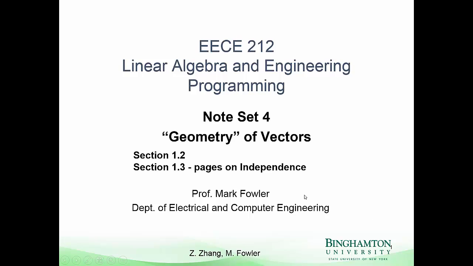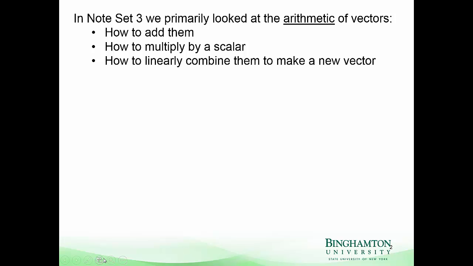Okay, welcome to note set number 4, where we'll start talking about the geometry of vectors. In the last set, we talked about the arithmetic aspects. We talked about how to add them together and subtract them, how to multiply by a scalar, and we talked about this really big idea called linear combination. And if we did a linear combination of vectors, we could make a new vector. Just by changing the weights that we put on each of them, we could make a variety of different vectors, so that's a big idea.